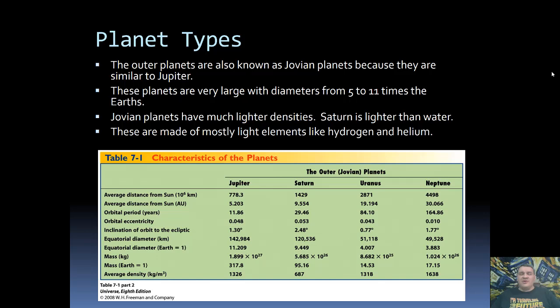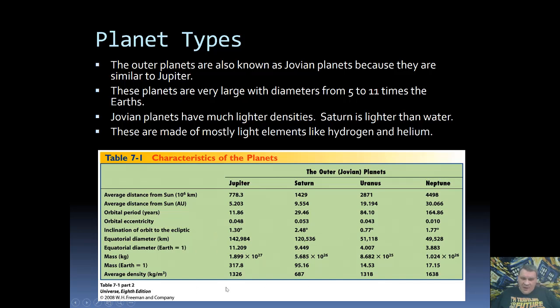Jovian means Jupiter-like, so these ones are like Jupiter. These planets are very large, both in mass as well as in diameter. These planets range from 5 to 11 times the diameter of the Earth, and in mass they range from around 14 times the mass of the Earth to 319 times the mass of the Earth. Although these have very high masses and high diameters, they actually have very low densities.